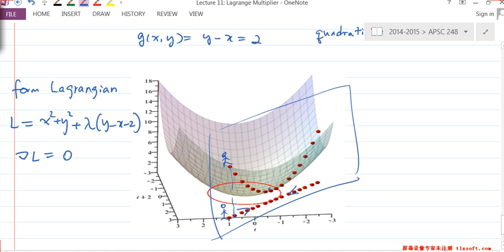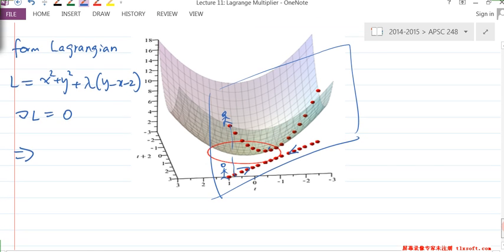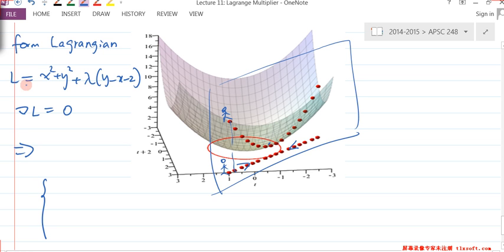Essentially, there are three equations that we need. Del L equal to 0 gives us three equations. First, partial L over partial x, and what does that give us? 2x minus lambda equal to 0. And partial L over partial y gives 2y plus lambda equal to 0.